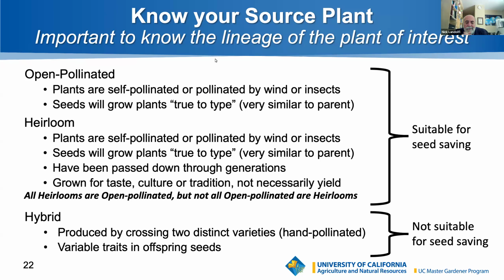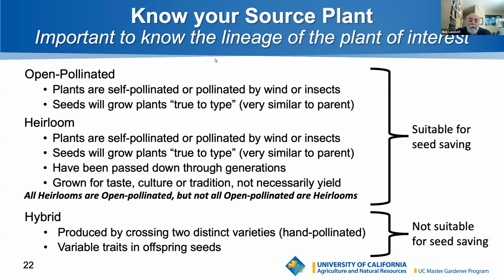Know your source plant. It is important to know the lineage of the plant of interest. There are really three types of plants gardeners deal with: open pollinated, heirloom, and hybrid. However, only two of these are worth saving seeds from. Open pollinated and heirloom are very similar. Both are naturally pollinated by wind, insects, or birds. Both will produce seeds that are true to type. This means that the seeds will produce plants very similar to the parent.